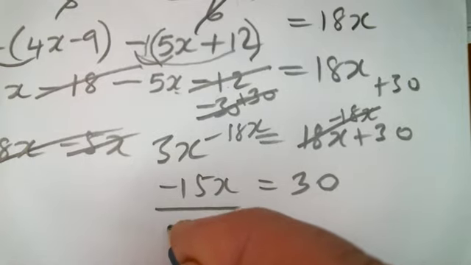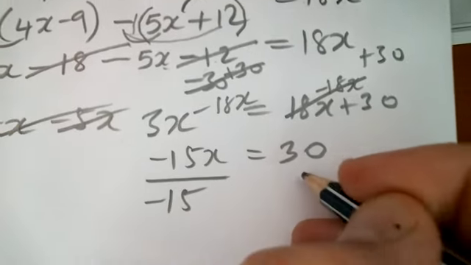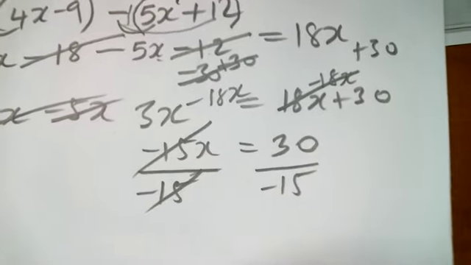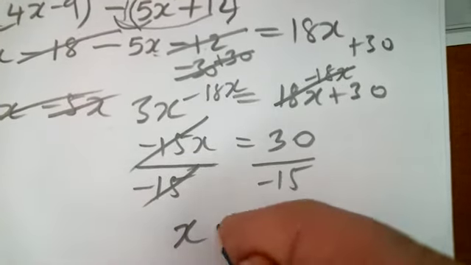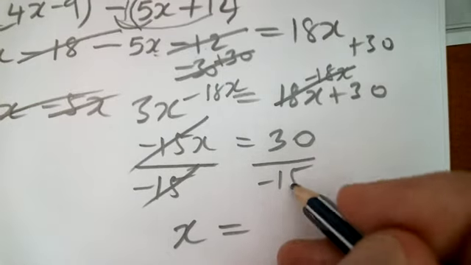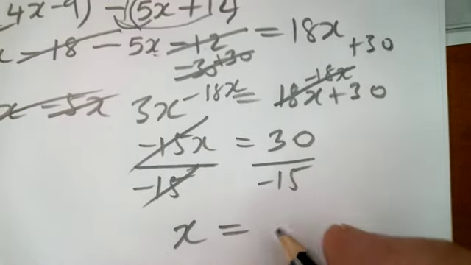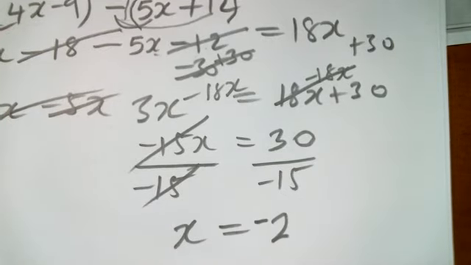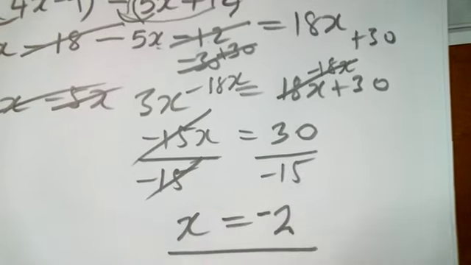I'm going to undo by dividing both sides by negative 15. Negative 15 divided by negative 15 is 1. 1 times x is x, leaving us with how many times does negative 15 go into 30? Well, 15 goes into 30 twice. And because one of them is negative, the answer is negative. And there is my solution.